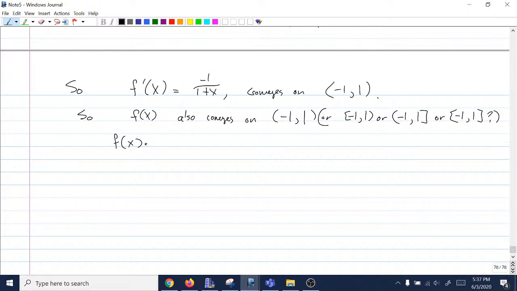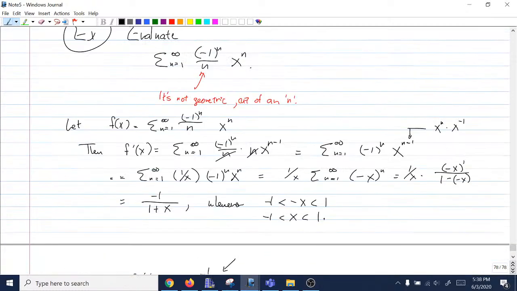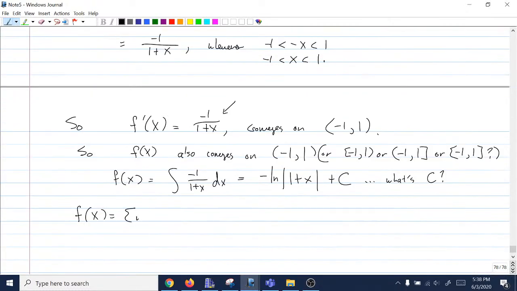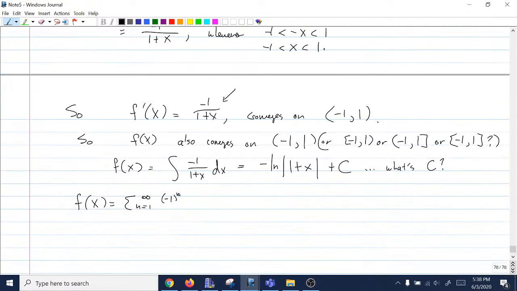F of x is a function whose derivative is this, so f of x is one of the antiderivatives of that. Can I integrate that? I sure can. It's negative natural log absolute value 1 plus x. The -1 stays out front, or is a constant. This is the baby substitution type thing. Plus a c. We don't know c. What do I know about my function? I know that my function's formula is sum n equals 1 to infinity of -1 to the n over n, x to the n. We said it converges.